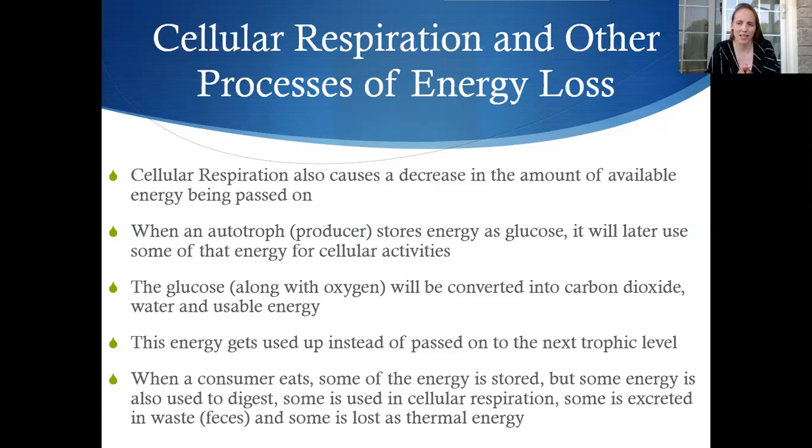The glucose is the energy that gets passed on from one trophic level to the next. That ATP can't get passed on. That ATP is used up by the cells to do different tasks. It's essentially converted into work.